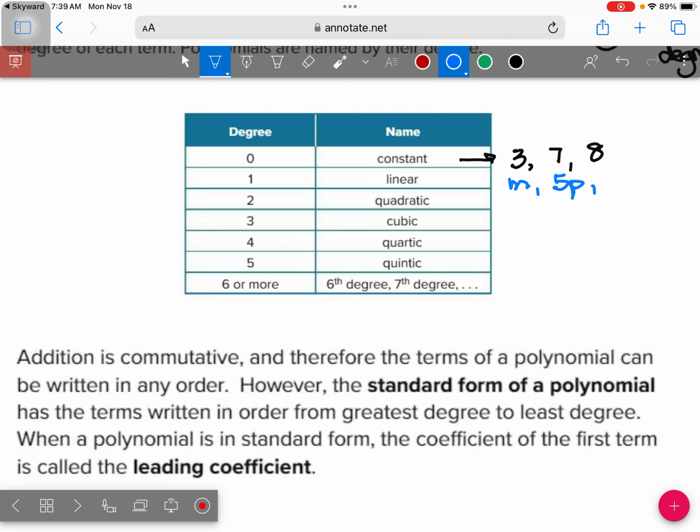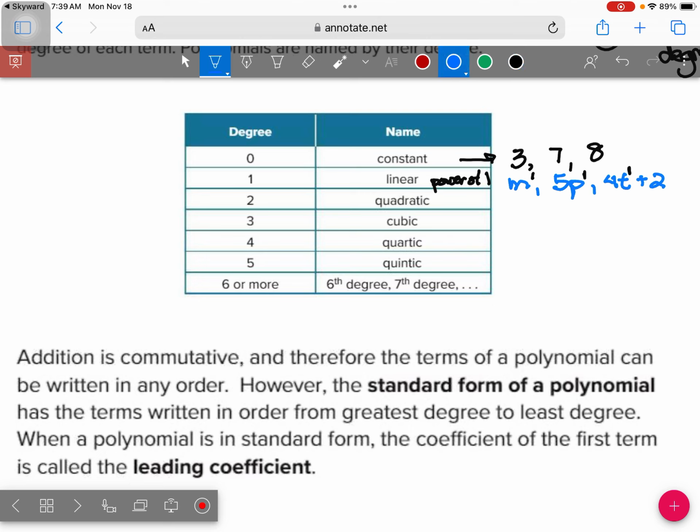That could be, I could say 4t plus 2, because linear means it has a power of 1. So this would be m to the first, this would be p to the first, this would be t to the first. And remember, this 2 would have no degree. Okay? A quadratic has a degree of 2.